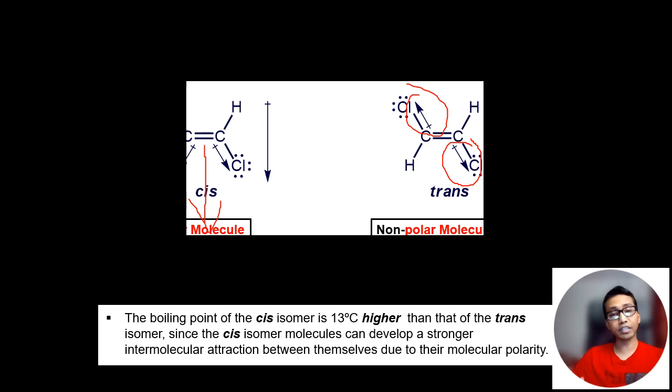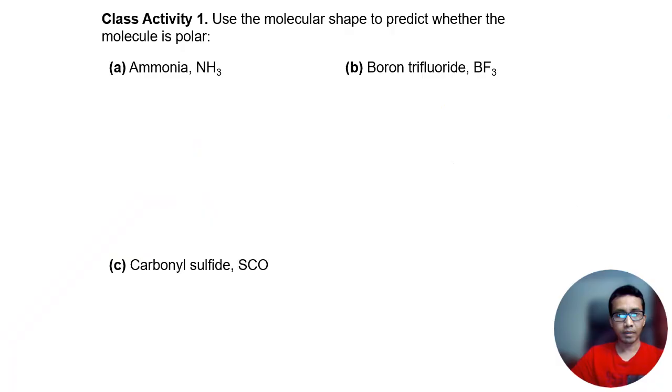As a result, and this is very important, the cis and trans molecules, even though they have similar structures, have very different physical properties. One has a higher boiling point compared to the other. The polar molecule, which is the cis isomer, has a higher boiling point than the nonpolar molecule because of the stronger intermolecular attraction. So we will wrap this up with a couple of in-class examples that we will do.